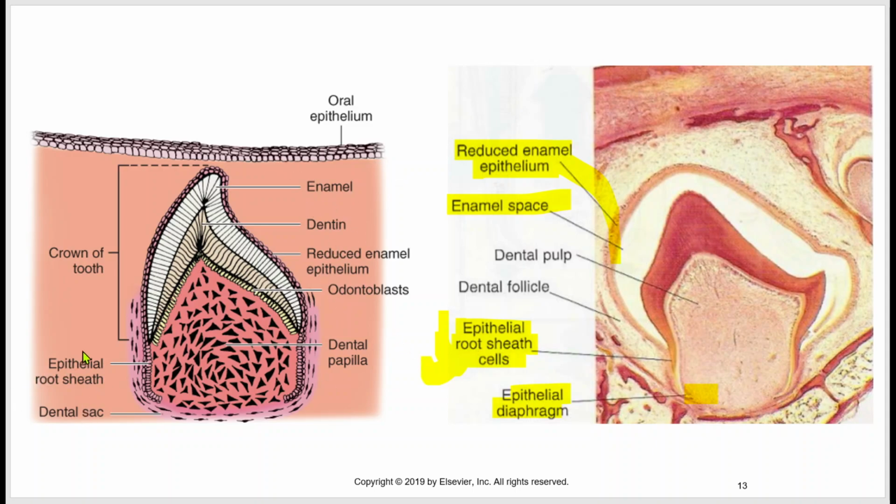Same things. This is the dental sac, or also we call it the dental follicle, right? And this is what will make the cementum, the periodontal ligaments, and some of the bone. And you have the dental papilla, which will make the dentin and the pulp. Again, this chapter needs a little more focus than other chapters, and hopefully this helps. And that's the end of this chapter.